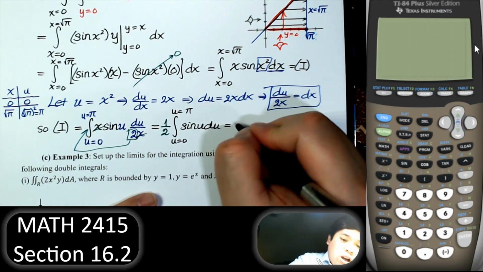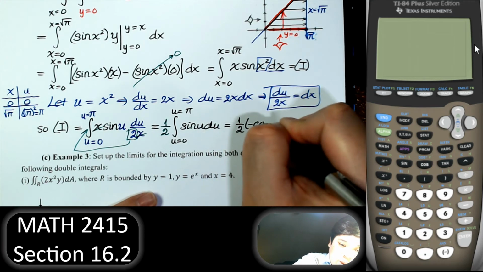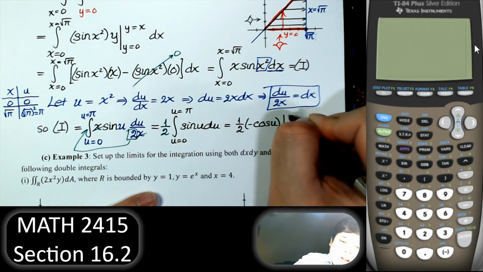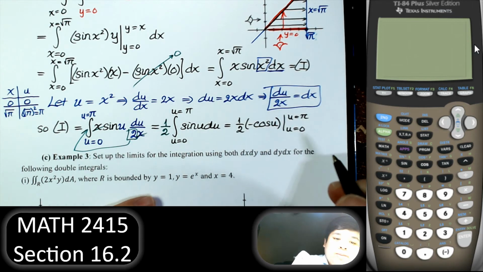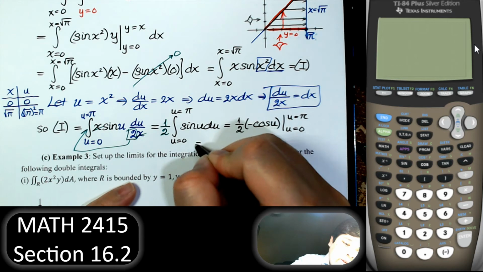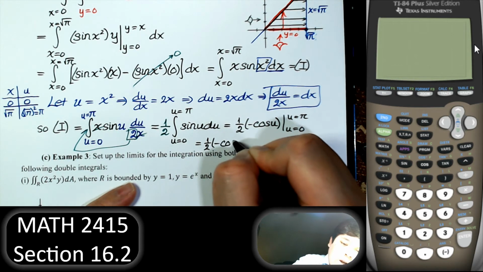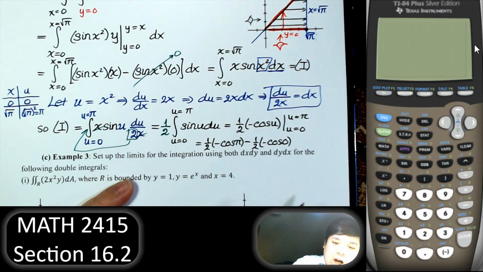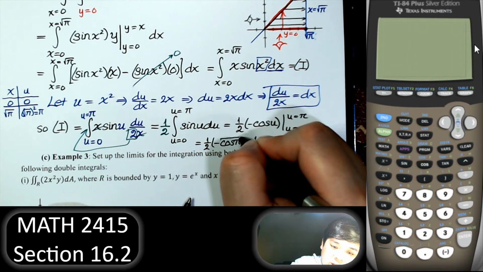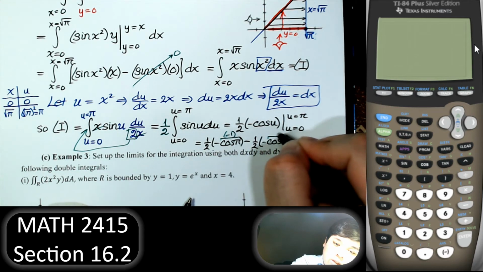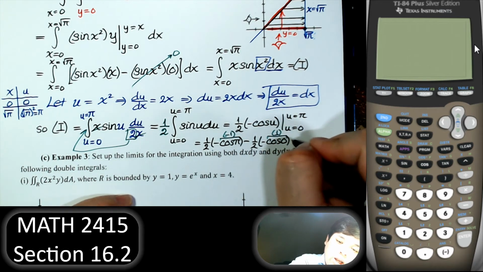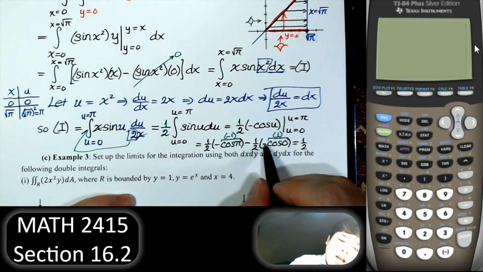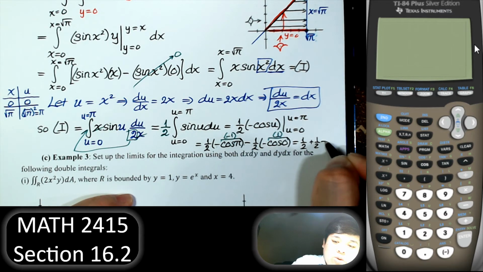The integral of sine u is negative cosine u, from u equal to 0 to u equal to pi. So we have 1/2 negative cosine pi minus 1/2 negative cosine of 0. Cosine pi is negative 1 and cosine of 0 is 1. So we have 1/2 times negative 1, so that's just 1/2, and minus negative 1/2, so that's going to be plus 1/2. So this is just 1.